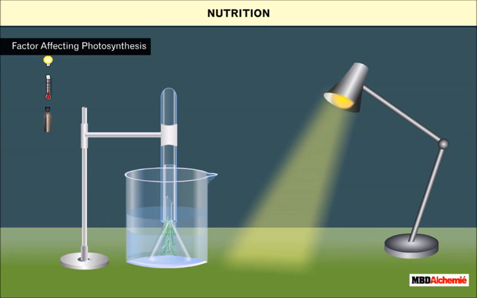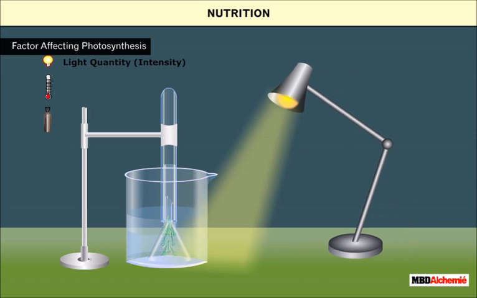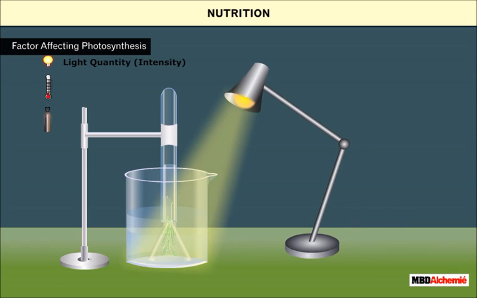This experiment is showing the effect of light, temperature, and carbon dioxide on photosynthesis. Please click on the bulb, which is the indication for light. In strong light, the rate of photosynthesis increases proportionally to incident light. At a certain point, the rate of photosynthesis becomes constant, no matter how strong the light is.